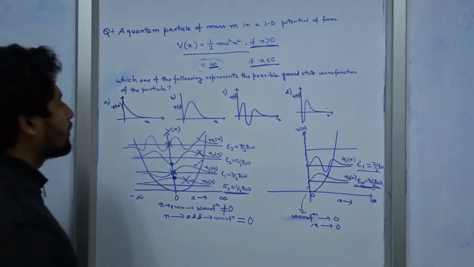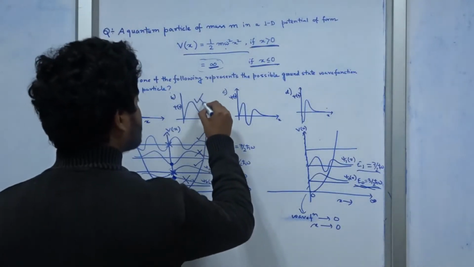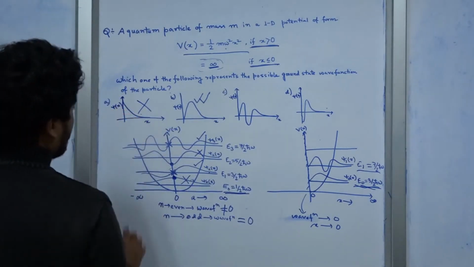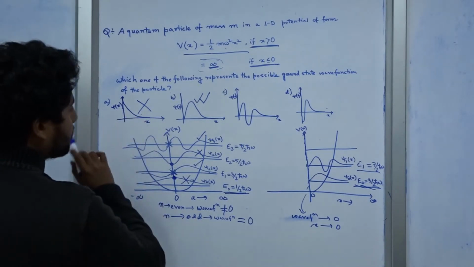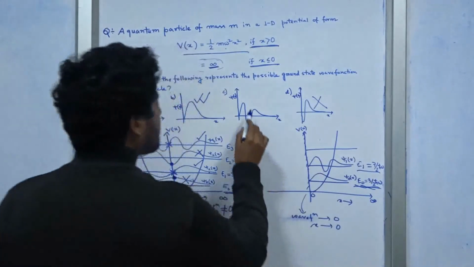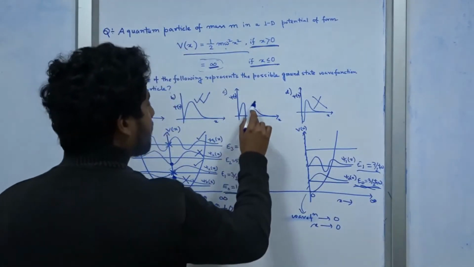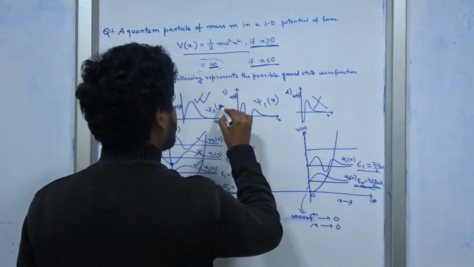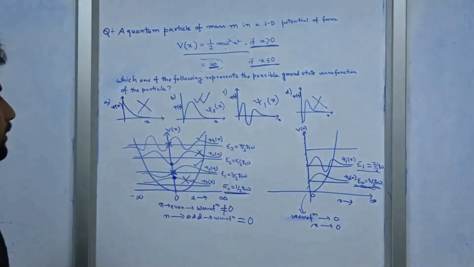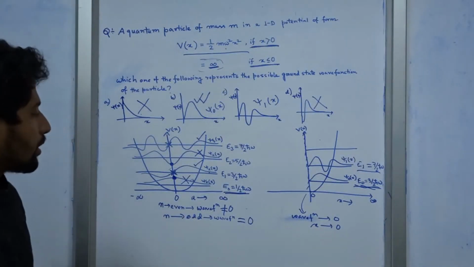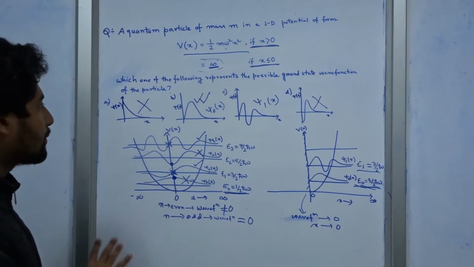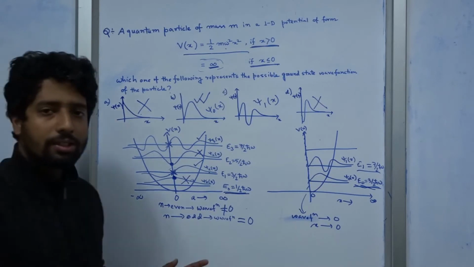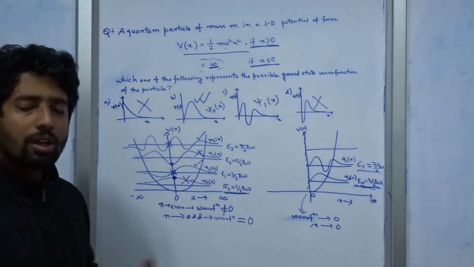So now if I look at the answers, this will be the correct answer. This is wrong because psi is not going to 0 at x equal to 0. This is also wrong. This is the correct wave function, but this is not the ground state. This is the first excited state, and this is the ground state wave function. So I hope you got the intuition for how we solved this problem instead of rigorously solving the Schrodinger equation. If you have any doubt, you can write it in the comment section.